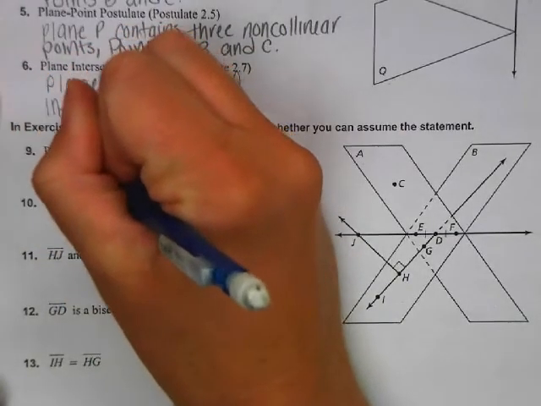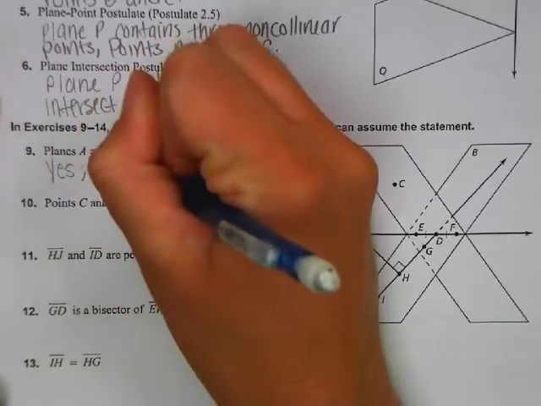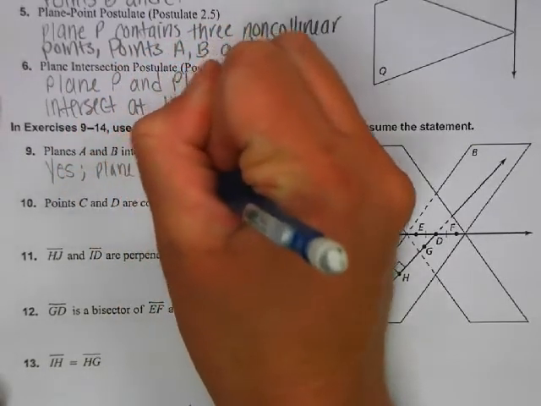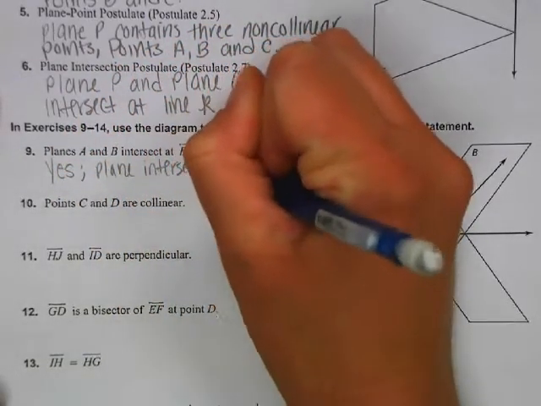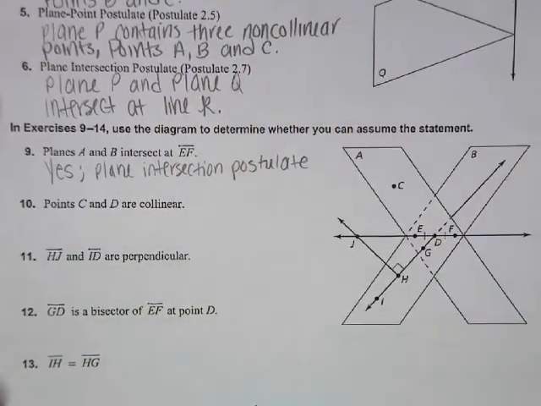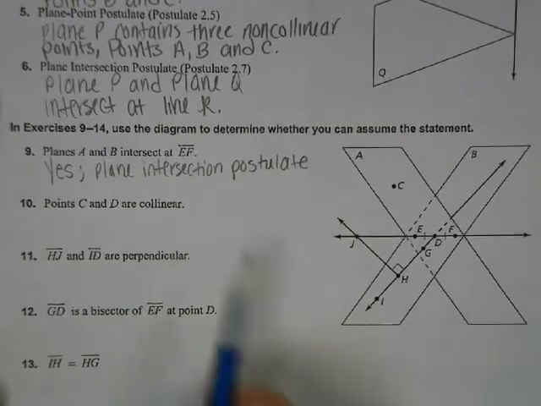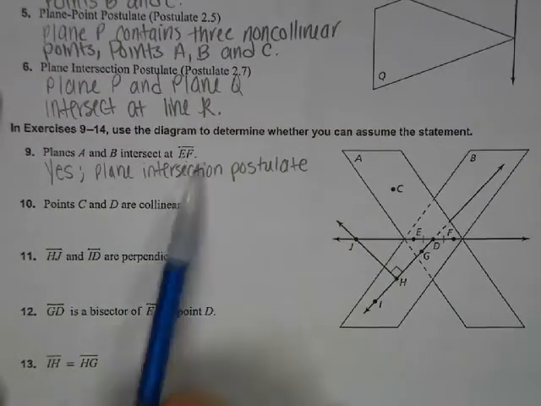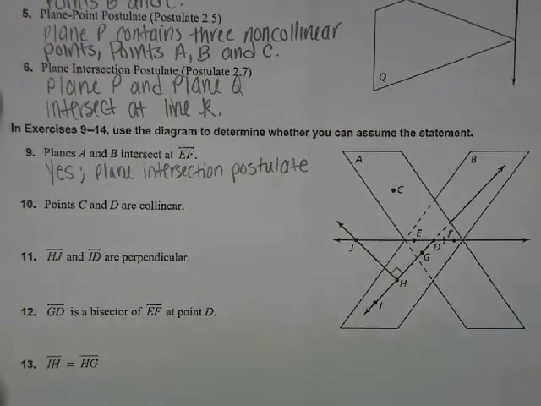So if you want to put that this is because of the plane intersection postulate, you can. So 2 planes will always intersect in a line, and in this case they're intersecting at line EF. Points C and D are collinear.